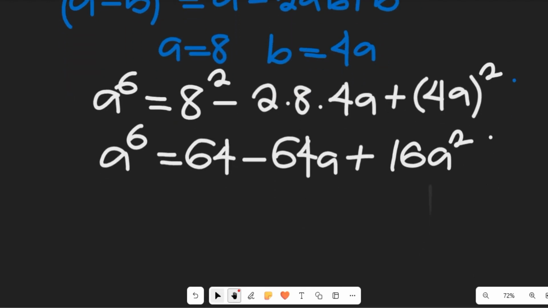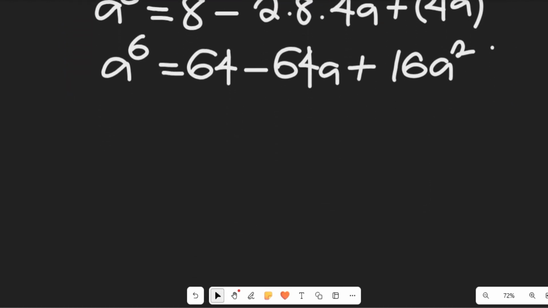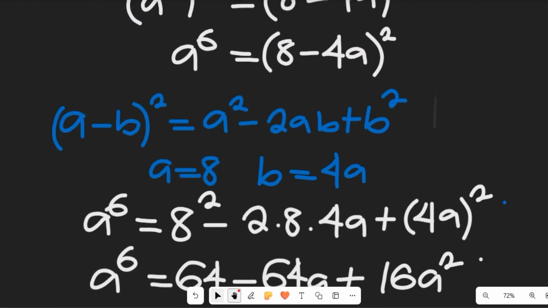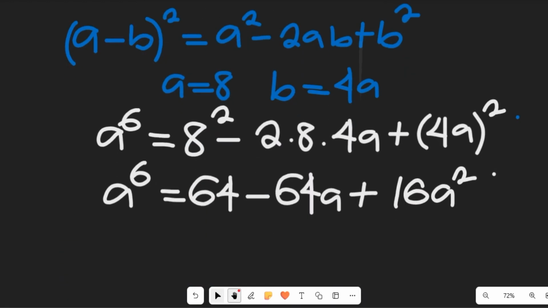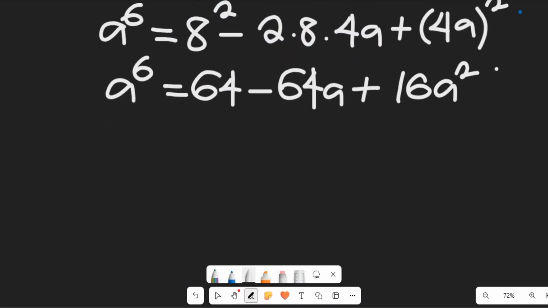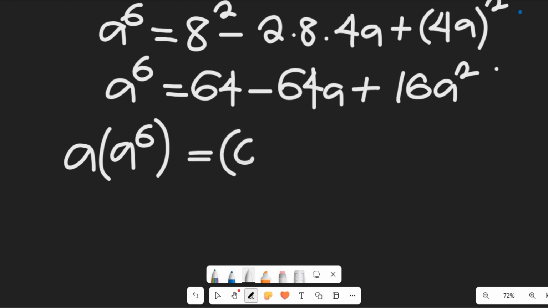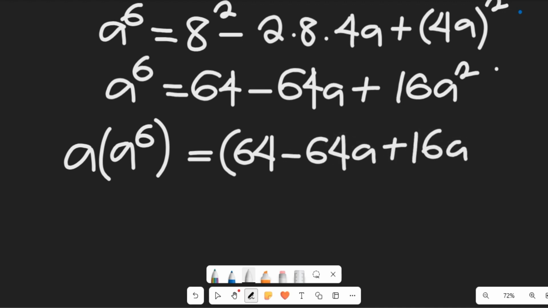Good. In the next step, how do we simplify this such that we are going to have a to the power of 7 plus 64a squared as the result? Now, in this expression, I'm going to just multiply both sides by a. So if I multiply both sides by a, this will give me a to the power of 6 multiplying a, and then I'll have 64 minus 64a plus 16a squared, all multiplying a.